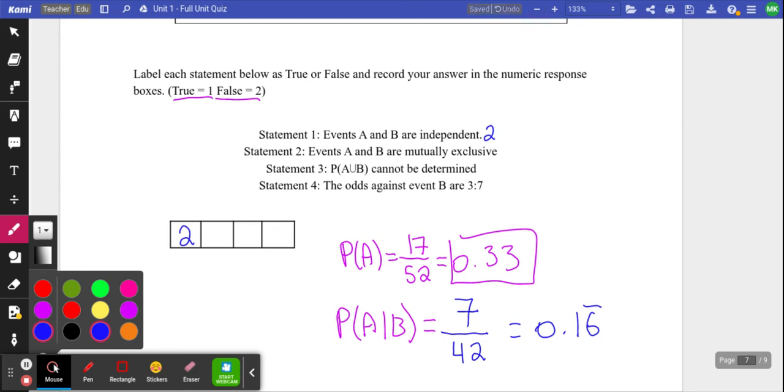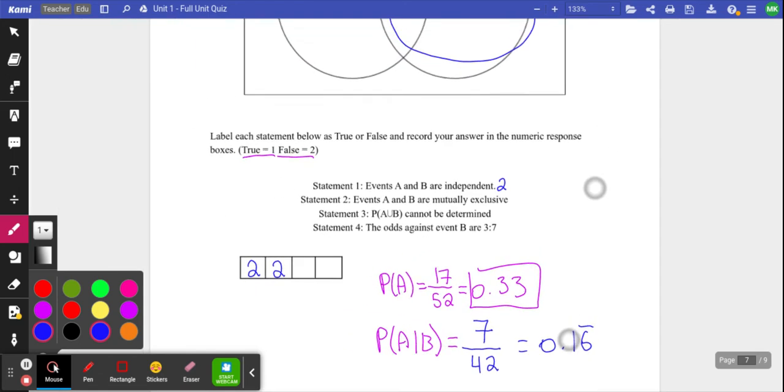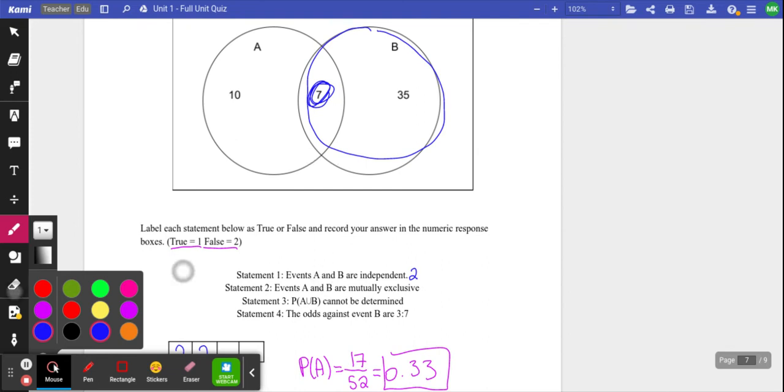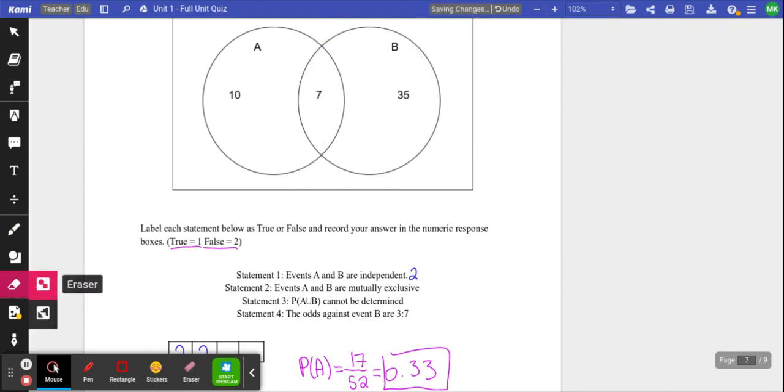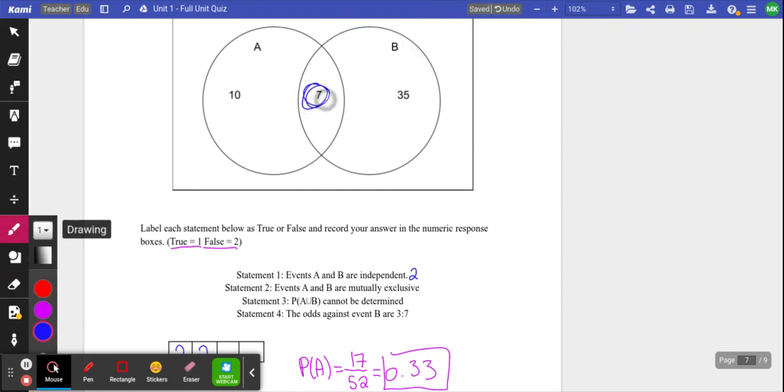Probability of A and B are mutually exclusive. They are definitely not mutually exclusive. Mutually exclusive means they can't happen at the same time. If you look at your Venn diagram, the Venn diagram specifically is showing you they can happen at the same time. 7 times they happen at the same time.